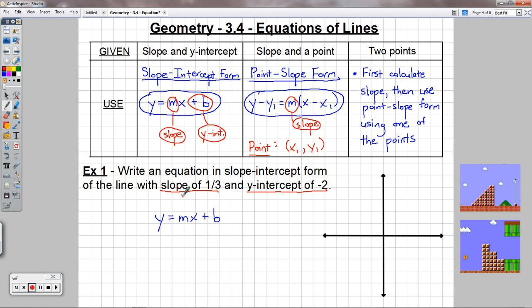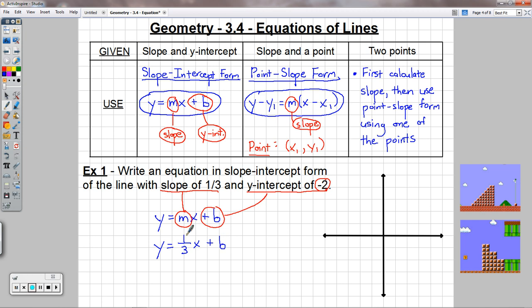And right here, your slope is 1/3. That's going to be put in place of m. Your y-intercept is -2. That value is going to go in place of the positive b. So this becomes y equals 1/3 x plus b.